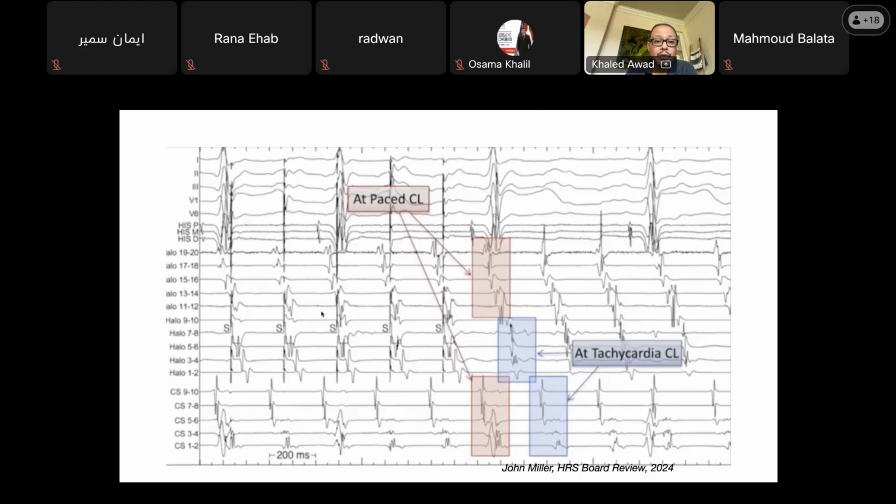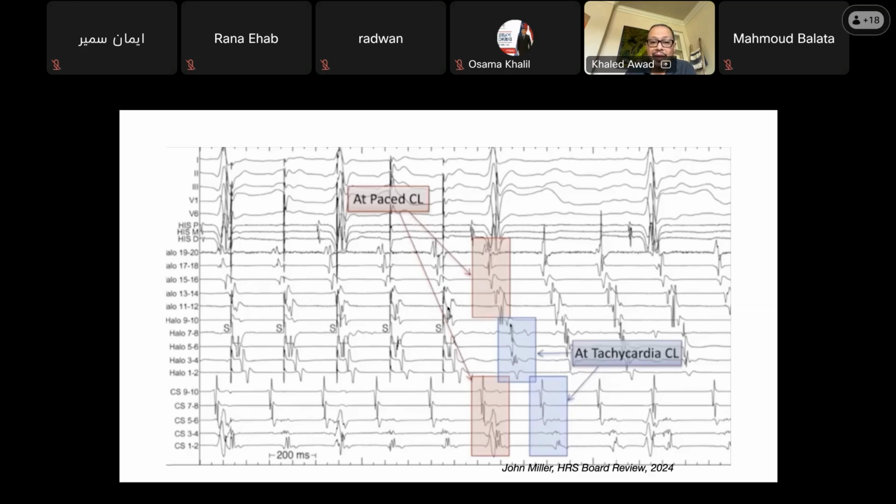And so we are pacing. The activation looks the same, whether we are in tachycardia or not. So this is called concealed fusion because we did not change atrial activation while we were pacing. So that tells us we're close to or in the isthmus of the tachycardia.